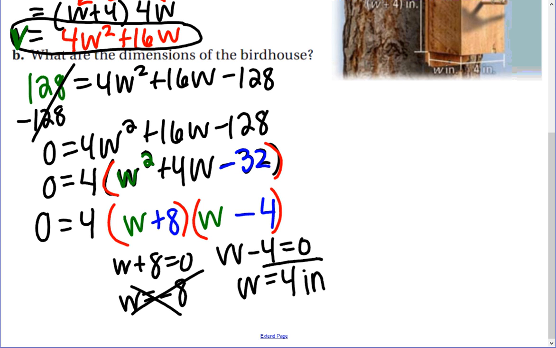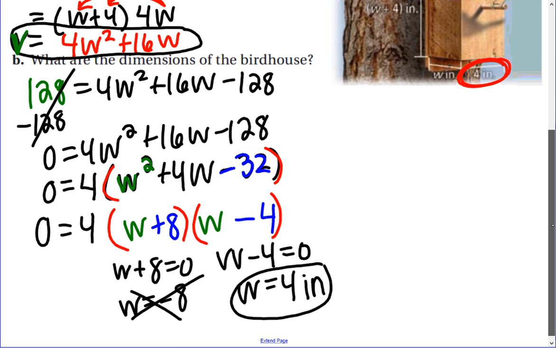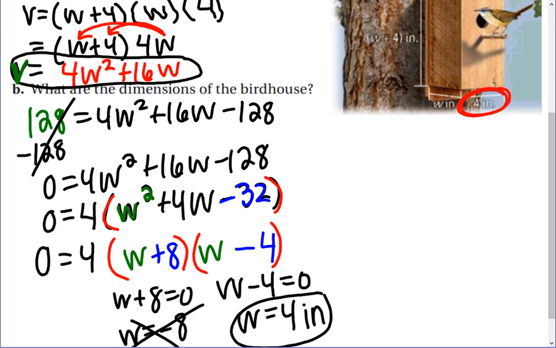So there's one of the dimensions. We have the other dimension. The length is 4 inches. We just found the width is 4 inches. And then to find the height, let's plug in 4 for W here. Or sorry, we'll call that, it doesn't really matter, but we'll call that the height. 4 plus 4 means the height is 8 inches. So there's our three dimensions, 4 inches by 8 inches by 4 inches.